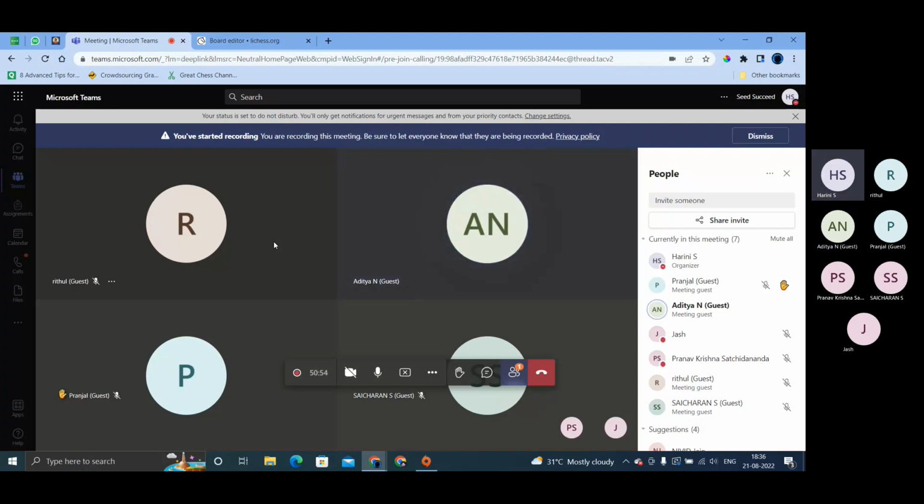Okay, Janvi, can you try that sentence? I don't understand the sentence. Okay, so: king will not go to the square which is controlled by the opponent. I'll explain here.